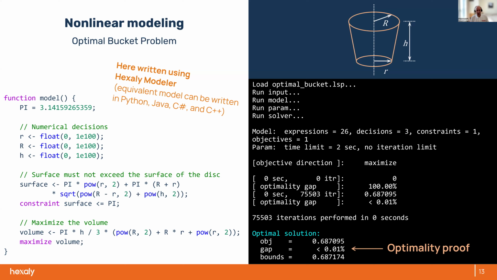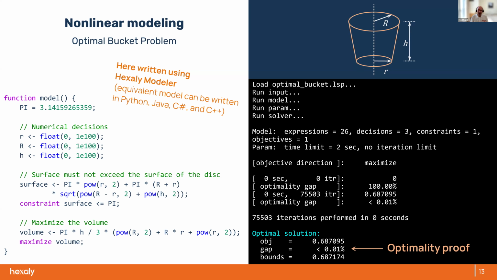Then I maximize the volume. So I express the volume here directly, direct translation of the equation. I maximize the volume. I have everything. I can launch Hexaly. It's very simple. You just have 3 decisions, 5 variables overall. Very simple. You have optimality proof in less than a second here. So it's numerical. So here you have a gap of 0.01. You can choose the precision. Here we have the precision by default, 10 minus 4.